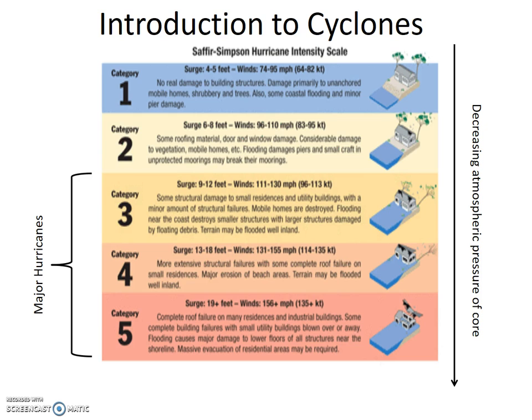Here's a fun table of the Saffir-Simpson hurricane intensity scale. Notice that the storm surge, the wind speed, and the destruction increase with increased numerical value. Also notice that the core pressure decreases with increasing numerical value. Major hurricanes are category 3 through 5.